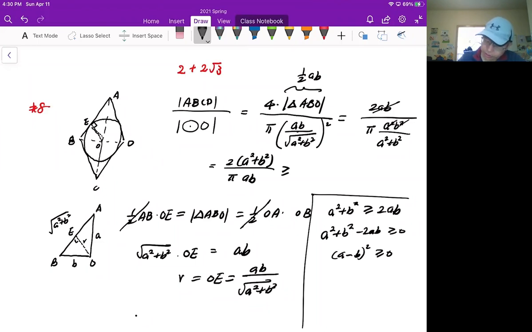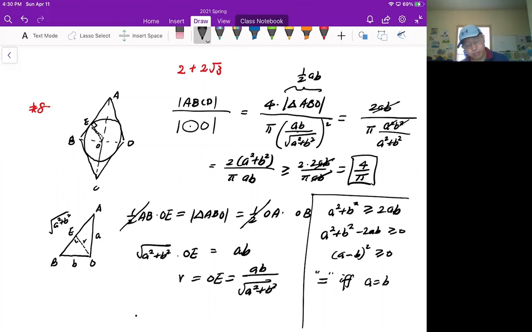So this is bigger than or equal to 2 times 2AB over pi AB, and AB can be canceled out. So you get 4 over pi. And that's the minimum value. Okay, that's the minimum value. And the minimum value can be achieved with an equal sign if and only if A and B are the same. If A and B are the same, it means the original rhombus has to be a square, right? It has to be a square. But anyway, this is how we can get that for the homework. Okay, are there any questions? Any questions?